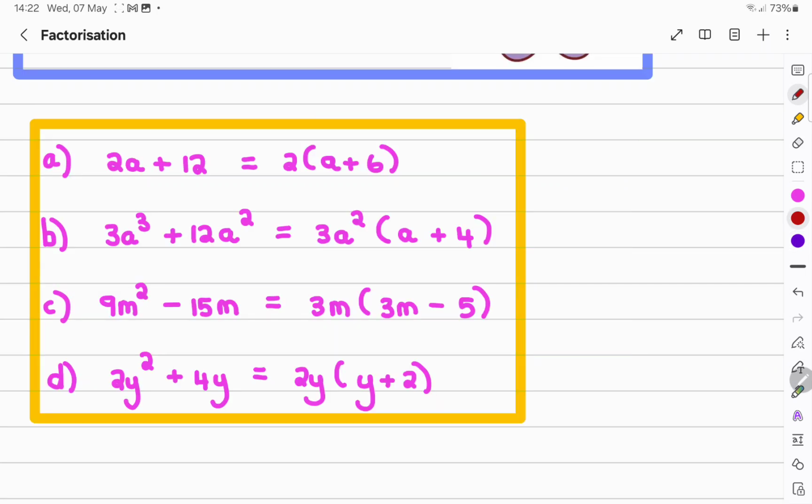All right, and there is the memo. I really do hope that you got each and every one right, and that you are able to factorize taking out a highest common factor. Let's look at the next section.